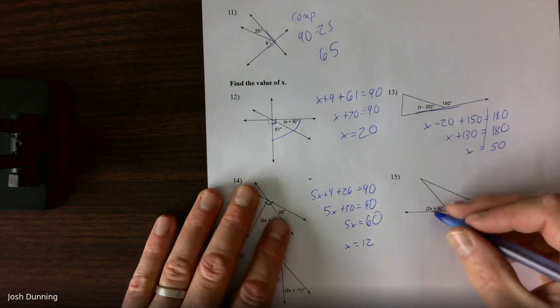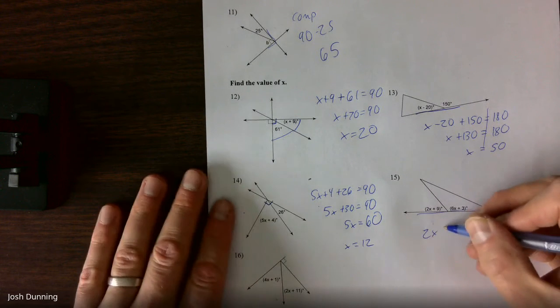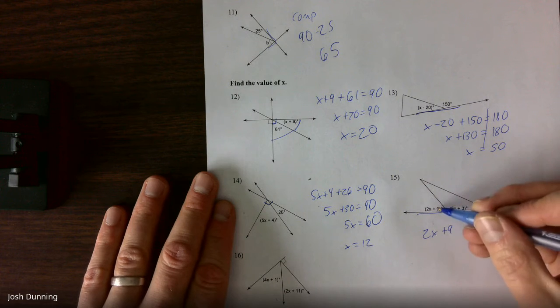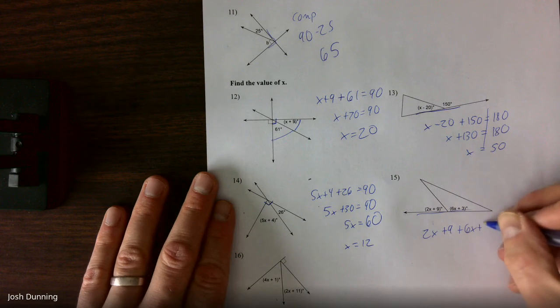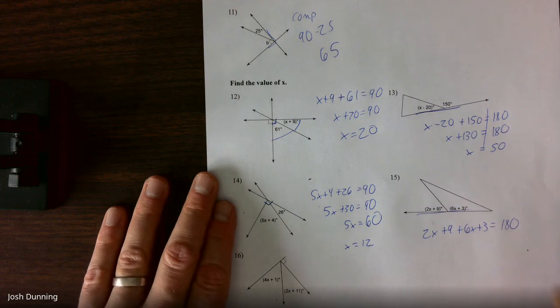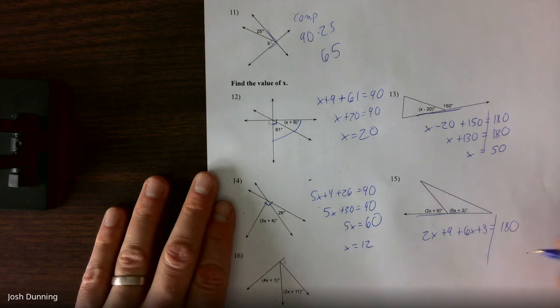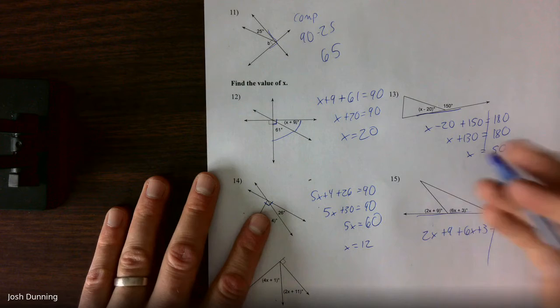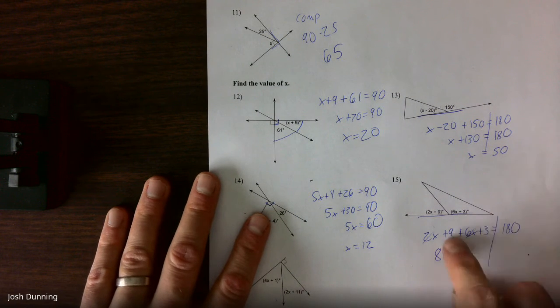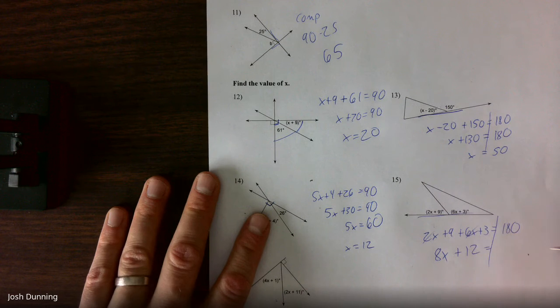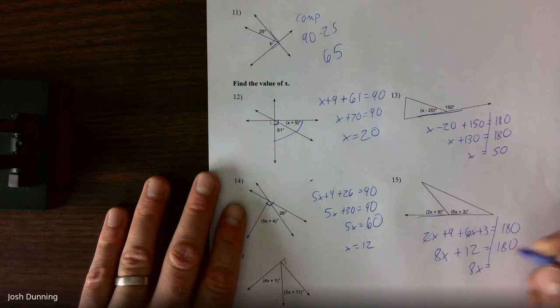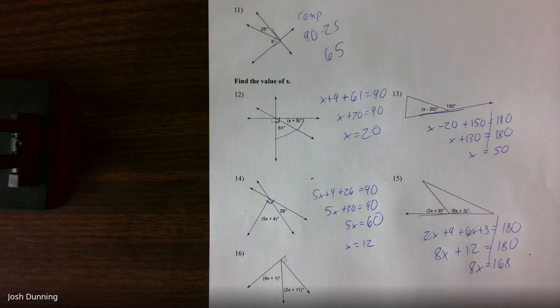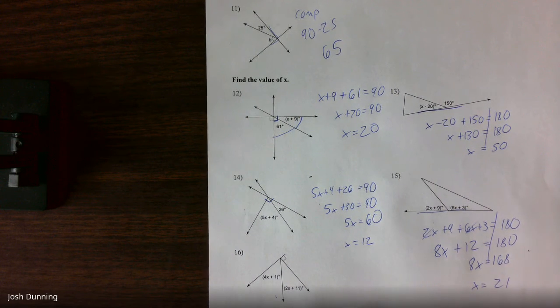15, same idea, but now straight line. Ooh, we got more x's. So 2x plus 9 represents this angle. 6x plus 3 is that angle. They form a straight line, so they are supplementary. All this stuff is on the same side, so I got to combine like terms. 2 plus 6, 8x. 9 plus 3 is 12. Subtract 12 from both sides. You get 168. Divide by 8, 21.